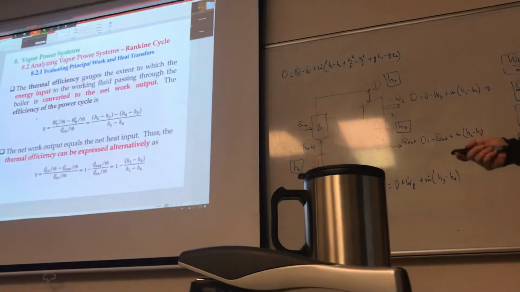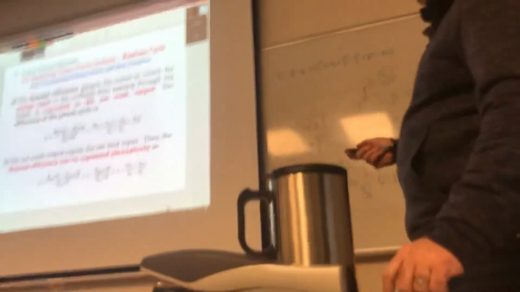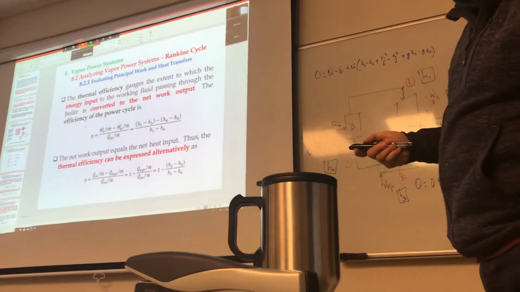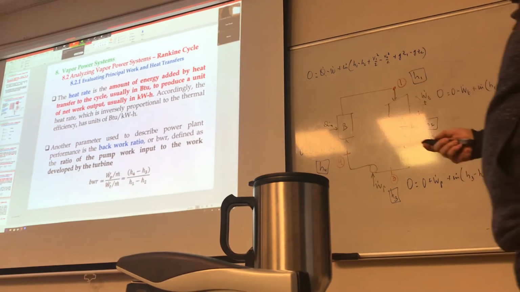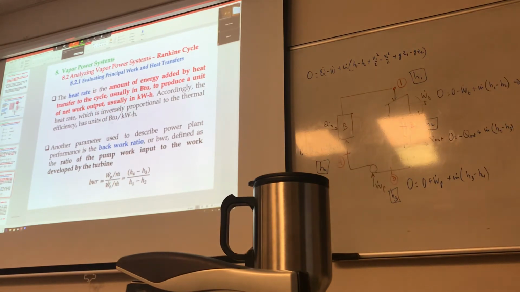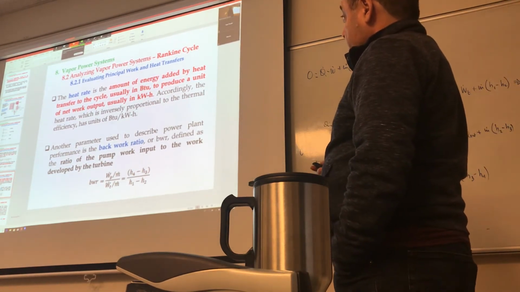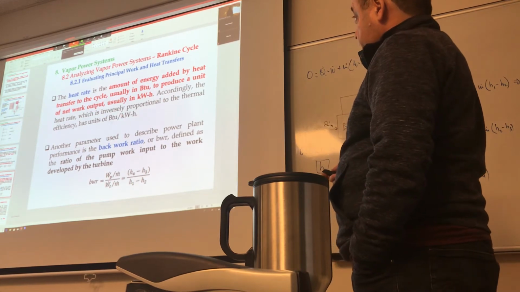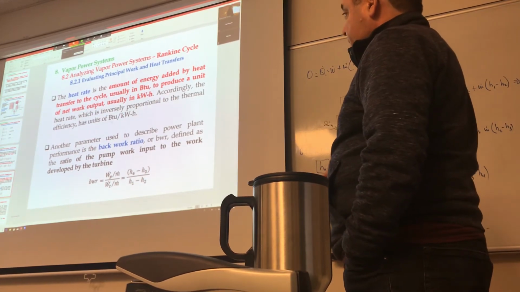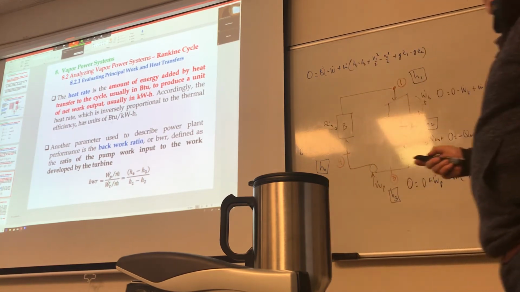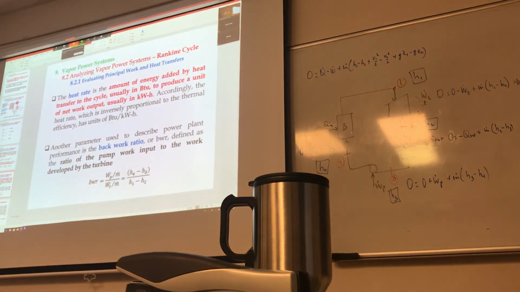So again, eta can be calculated using either one of those two equations. And the heat rate is the amount of energy added by heat transfer to the cycle, usually in BTUs, to produce a unit of work, usually kilowatt hours. Okay, so these are just units. There is another key word in here that you probably haven't heard about. It's called the back work ratio, the BWR. What is it? It's another parameter used to describe the power plant performance.